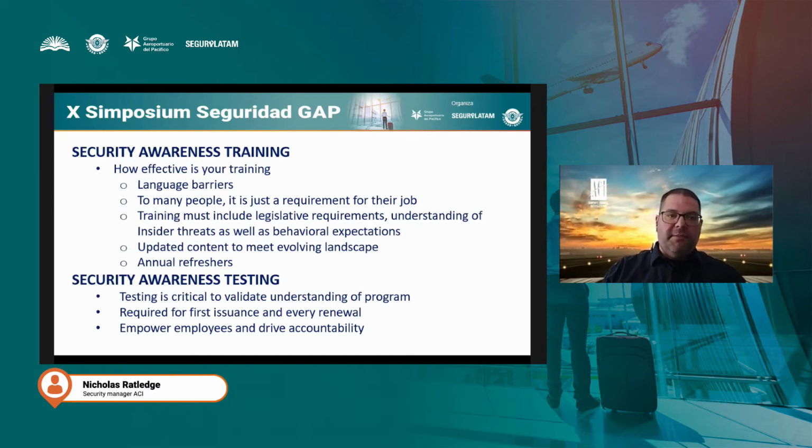The training, when looking to be effective, must be updated to reflect the ever-changing landscape when it comes to security, and also provide annual refresher programs moving forward. To test that your program is working properly, it is critical to validate this understanding, looking at how the security awareness course being put forward is working. You need to look at this when you are first issuing this program, and also in reviewing on every renewal of the security awareness program. This empowers employees to be more proactive when it comes to security and drives their accountability towards promoting stronger security cultures at airports.